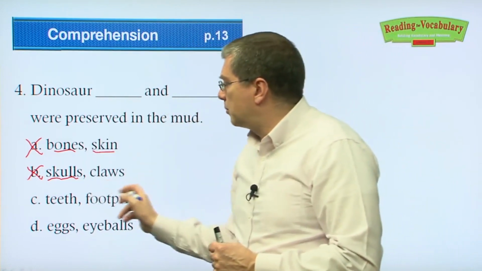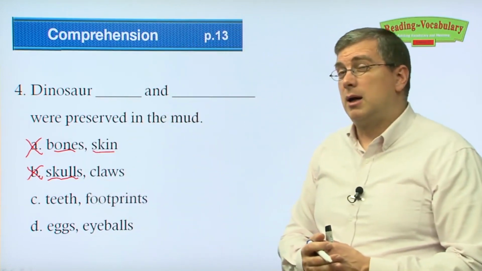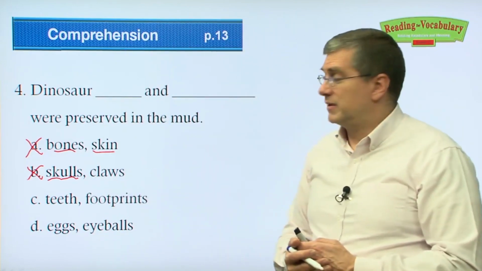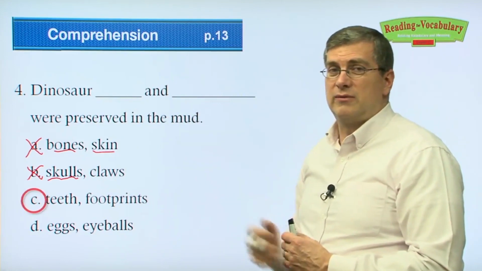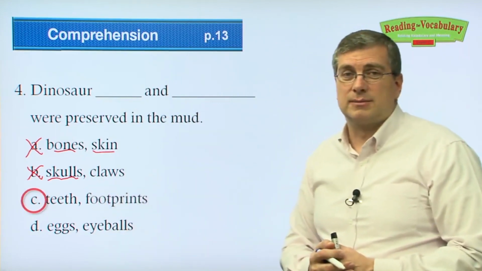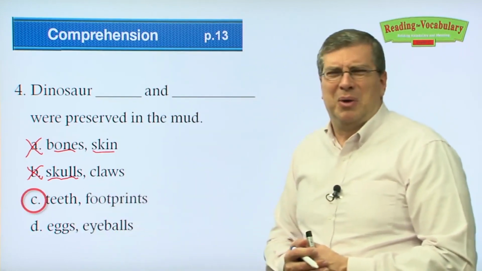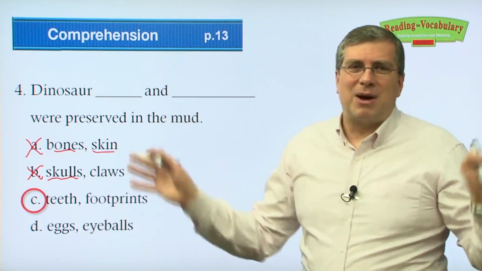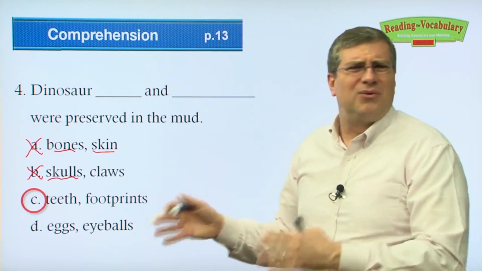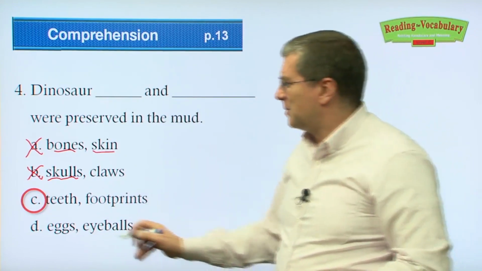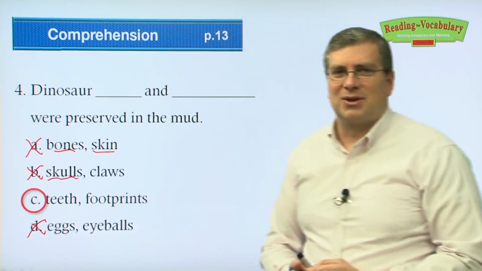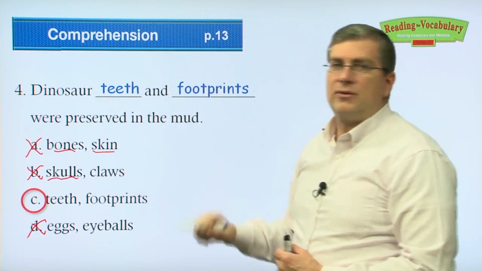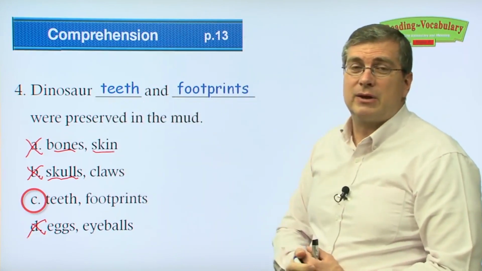Dinosaur teeth and footprints were preserved in the mud. This passage did talk about teeth. It did talk about footprints. It said that those things were preserved in the mud, so that is the right answer. What about dinosaur eggs and eyeballs? Ugh, yuck, right? Well, it didn't say anything about eggs or eyeballs in the story. I would have remembered that. You would have remembered that. So, no, D is not the right answer. So, C, dinosaur teeth and footprints were preserved in the mud. That is the correct answer.